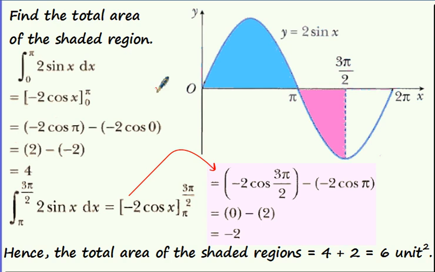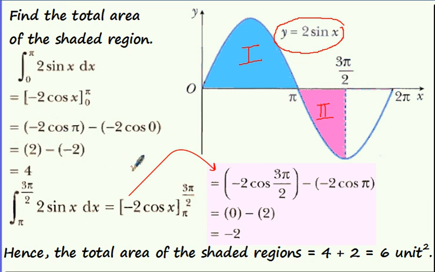Now find the total area of the shaded region. This is in two parts. This is one part and this is the second part. So the first part is 0 to pi and the second part is pi to 3 pi upon 2. Now the function is y equal to 2 sin x. So first we take 0 to pi of 2 sin x. It becomes minus 2 cos x, since the integral of sin x is minus cos x. And then we separated them: minus 2 cos pi minus, minus 2 cos 0.